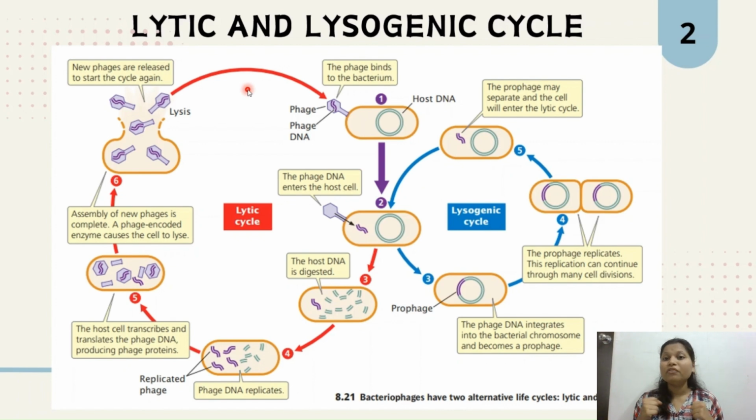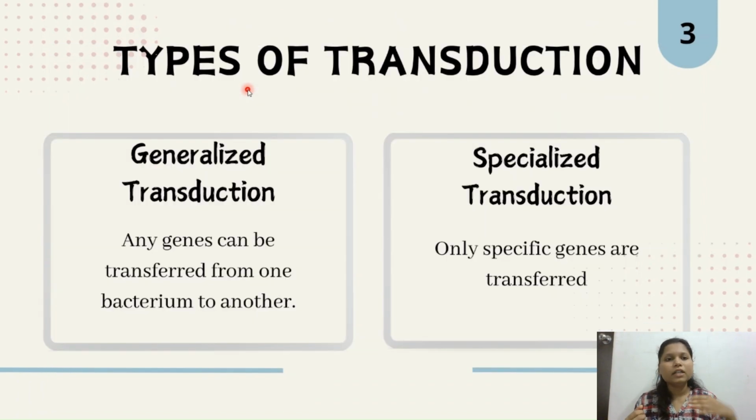There are two types of transduction. First is generalized transduction, and second is specialized transduction. In generalized transduction, any genes can be transferred from one bacterium to another. But in specialized transduction, only specific genes are transferred. Specific genes in the sense the genes which we want, or the genes which have specificity towards the phage protein.